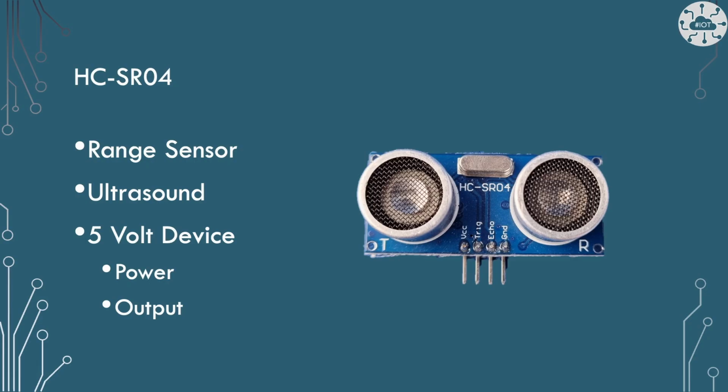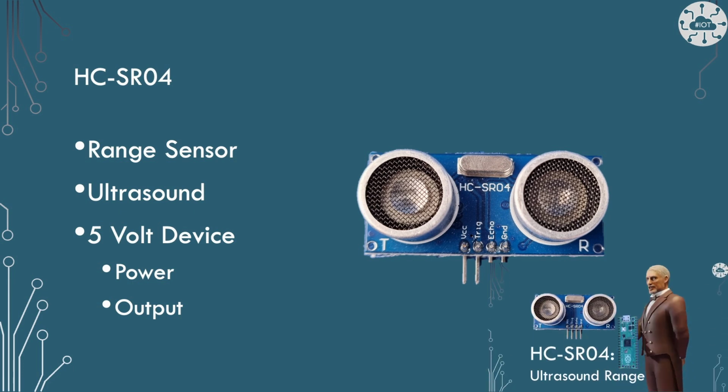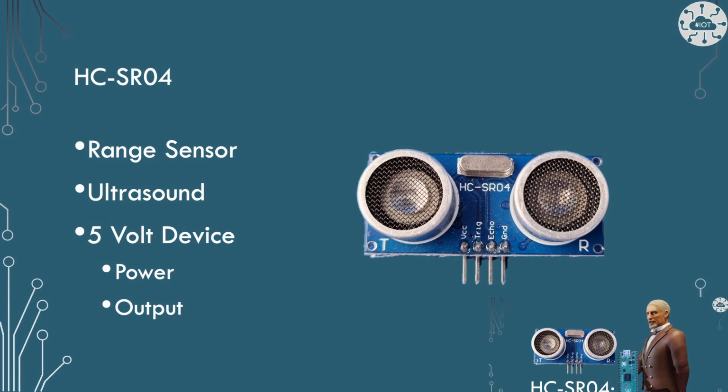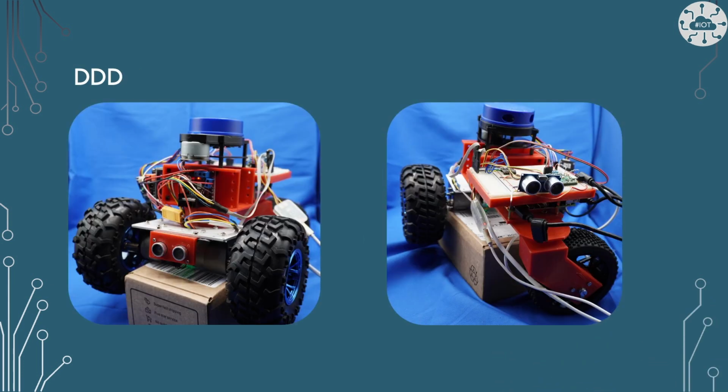In this video, we're going to add an HC-SR04 range sensor to DDD, in fact two of them, one at the front and one at the back. These are ultrasound range sensors, they're 5-volt devices, so they will require 5-volt power, and they will give an output signal of 5 volts, so I'm going to use a voltage divider in order to safely connect that up to my Pico. I've shown how to do all of that in a previous video.